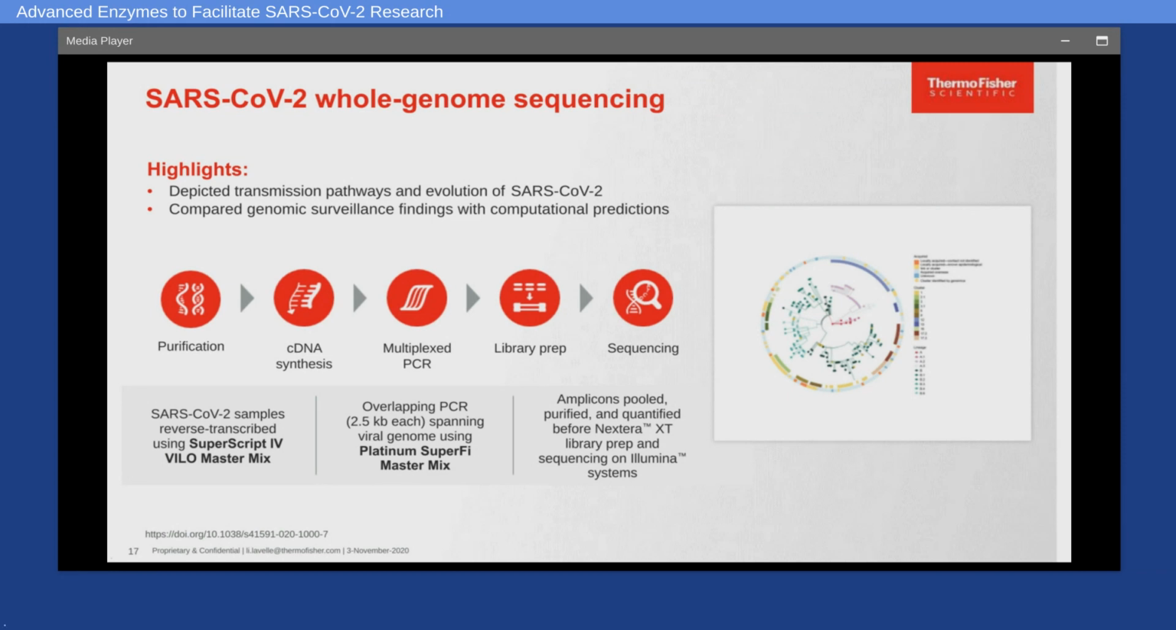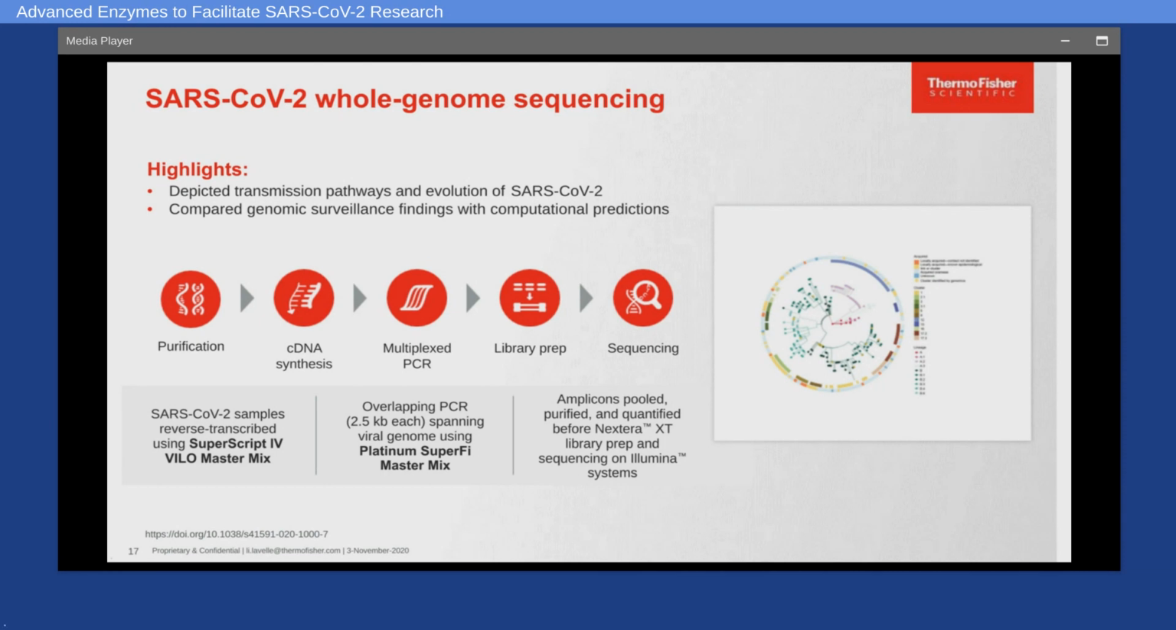Australian researchers analyzed the COVID-19 transmission pathway in Australia by SARS-CoV-2 genome sequencing. This publication came a few months after the global pandemic began. They wanted to identify which portion of cases were locally acquired and which portion were imported from overseas.